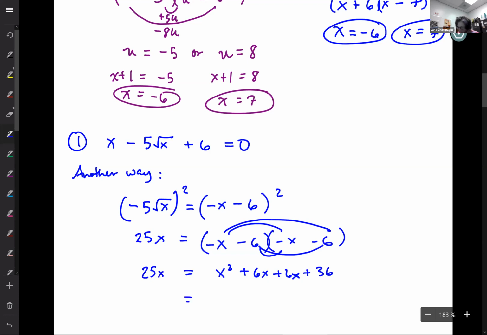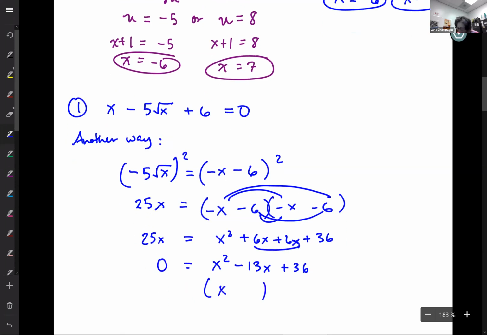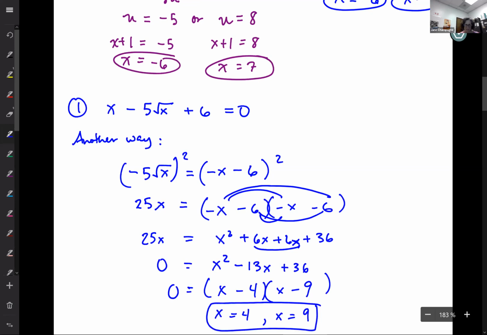And then if you set all that equal to 0, let's see, you've got 12x minus 25x is minus 13x plus 36. And then factor that, minus 4 and minus 9. Gives you x equals 4 and x equals 9. All right, so there's a lot of times more than one way to do it. Not always, though.